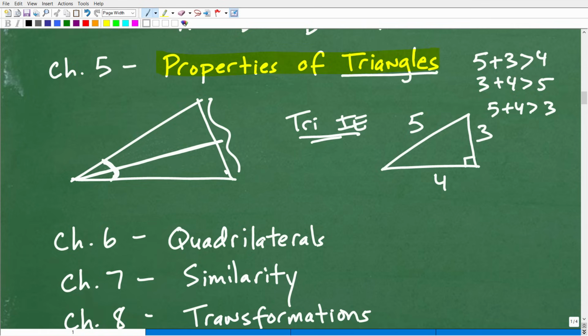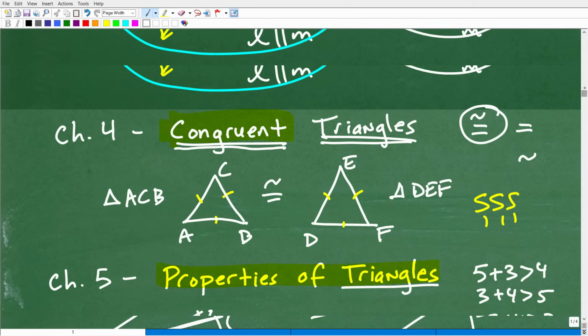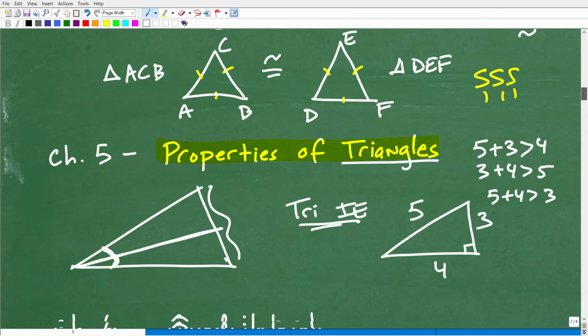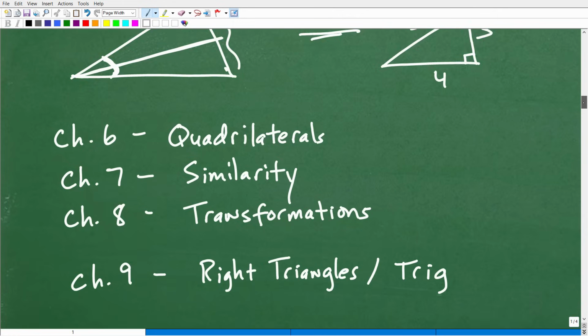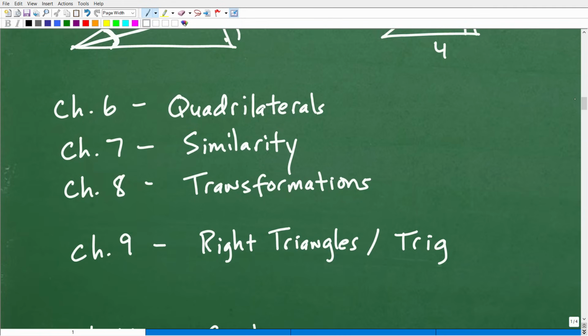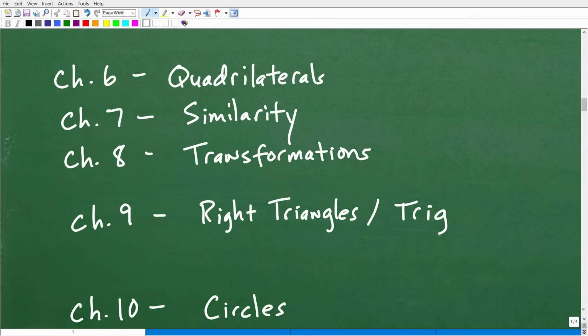Again, heavy emphasis on triangles. We're talking about congruent triangles, and we're talking about properties of triangles. We're going to be studying triangles even further down the road here. In a second, I will show you, because we'll talk about right triangles.